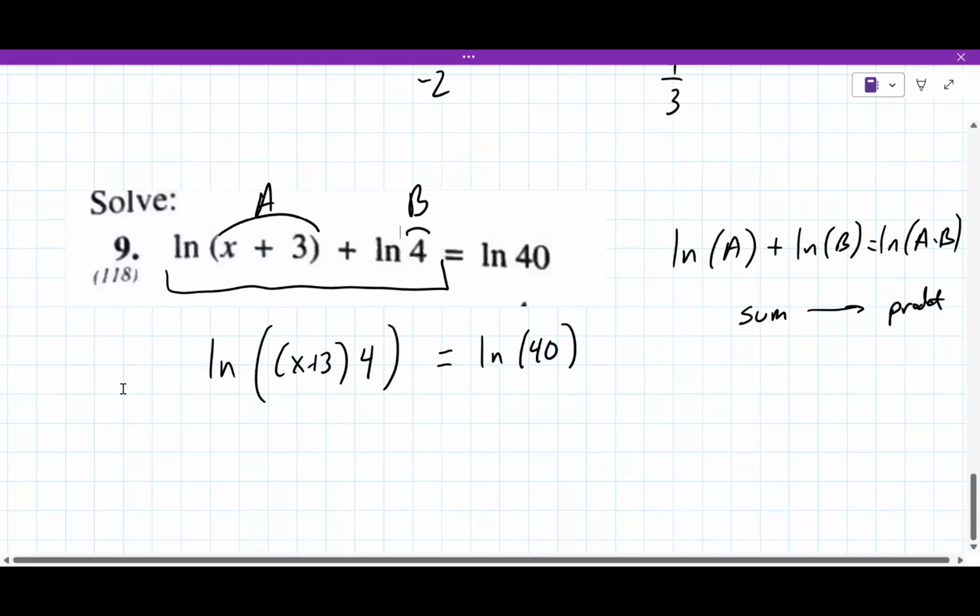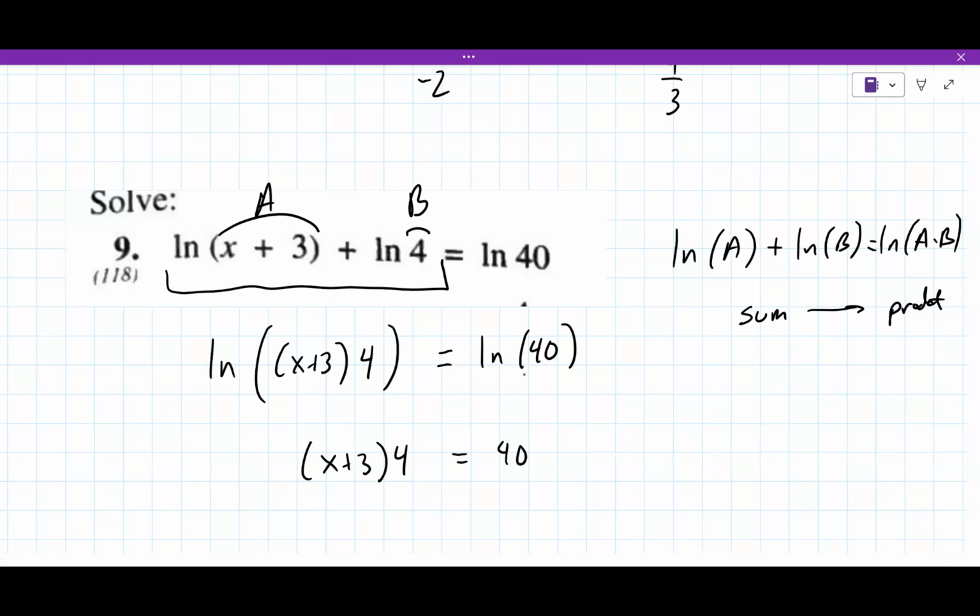All right, so now from here, because they both have ln, you can just set the part inside parentheses equal to each other. If they're the same, you just set it up.